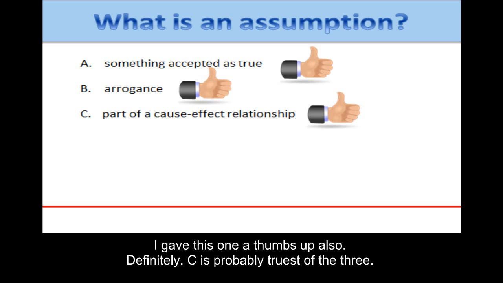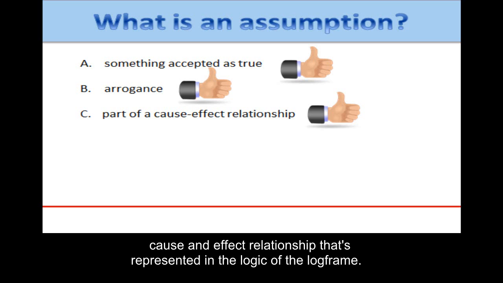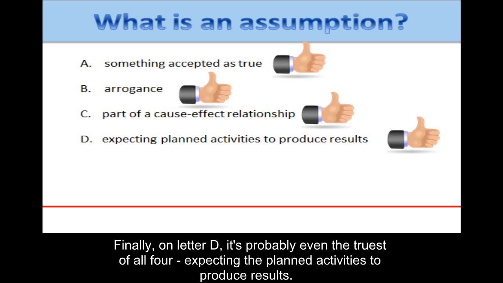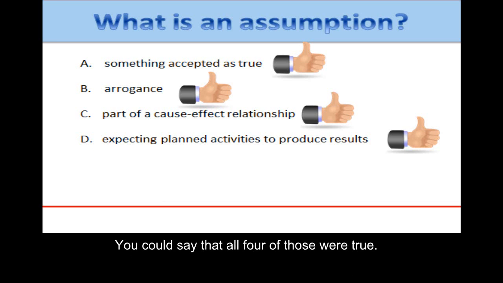Definitely C is true, and of these three it's probably the most important, just like I explained on the previous slide, that assumptions are necessary to complete the cause and effect relationship that's represented in the logic of the log frame. And finally, letter D, it's probably even the most true of all four of these, that it's expecting the planned activities to produce results. So in other words, it's completing the logic of the results and the impacts that are expected from the project and the intervention. So in essence, I think you could say that all four of those were true.